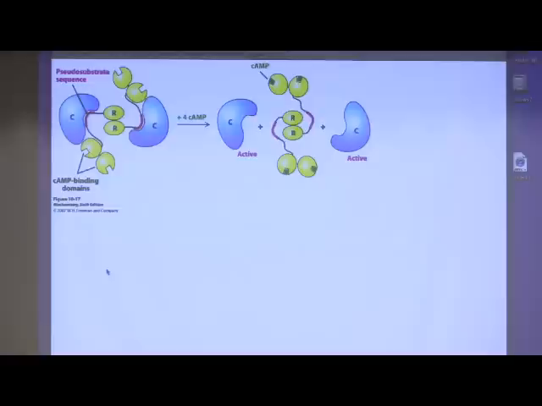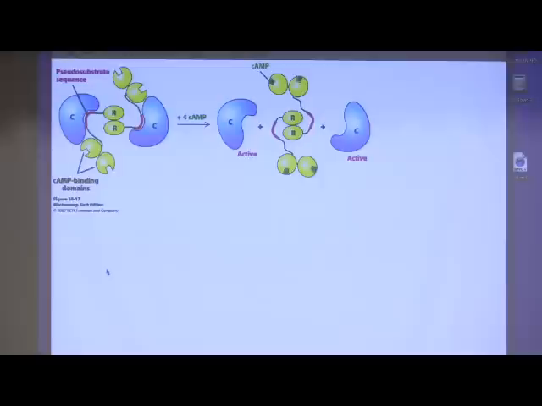That is, the regulatory subunit is bound to the catalytic subunit. The regulatory subunit covers up the catalytic site, and it's for this reason that the enzyme is completely turned off when there's no cyclic AMP. The catalytic site is physically covered by the regulatory subunit. The substrate cannot get into the catalytic site when there's no cyclic AMP.